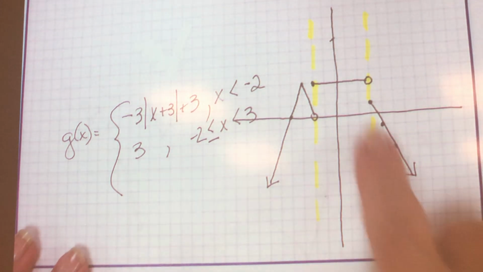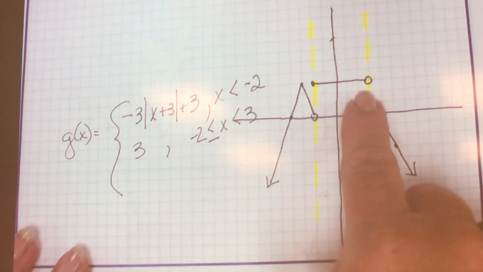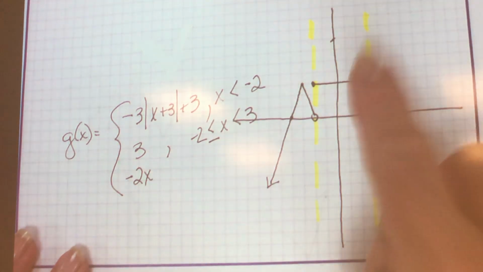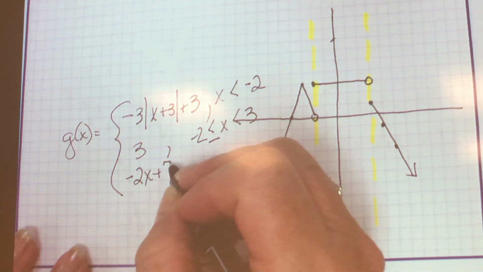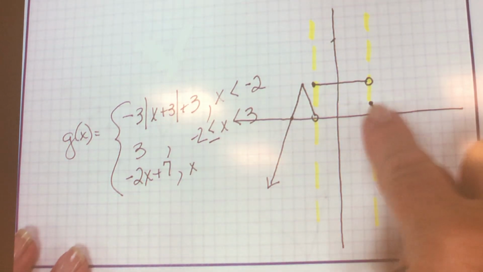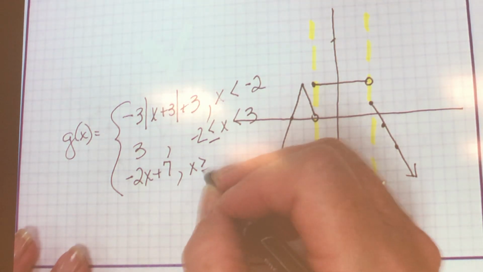So y is equal to, what's my slope? What kind of slope is that? It's negative. Negative what? 2x plus 7. Where does that exist? Where the x is greater than or equal to 3.